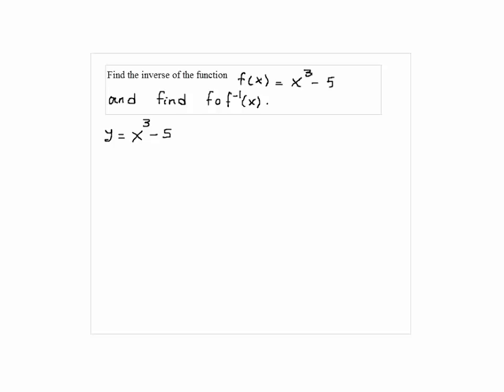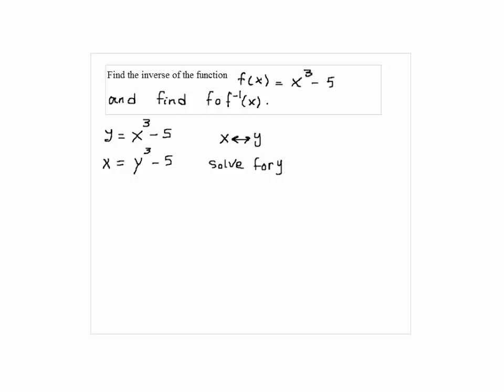To find the inverse, we can exchange x and y. So everywhere I see y, I'm going to substitute that with x. Everywhere I see x, I can substitute that with y. And then step number 2 would be to solve for y. That's how you can find the inverse.